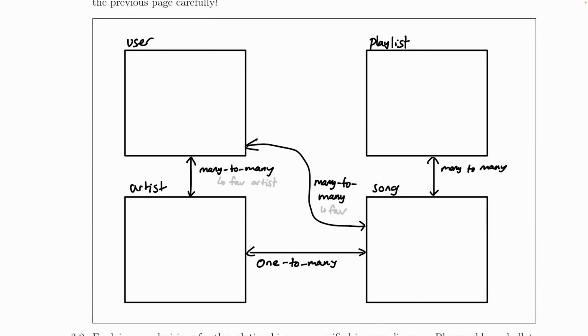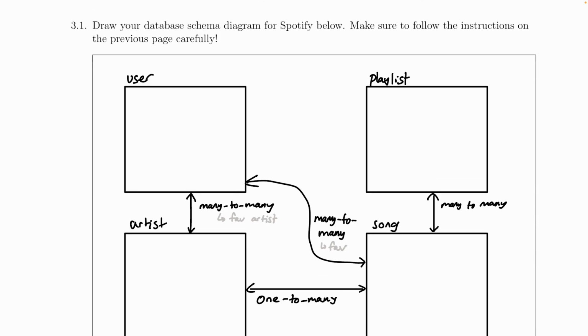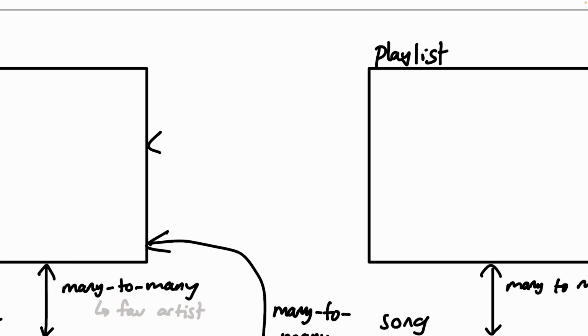And then finally, user and playlist. Well, a user can create a playlist and they can create multiple playlists, but a playlist is really only authored by one person. Now, there might be a case where, again, you can share playlists, but just for the sake of it, I'll write a one to many here. So this will be one to many.